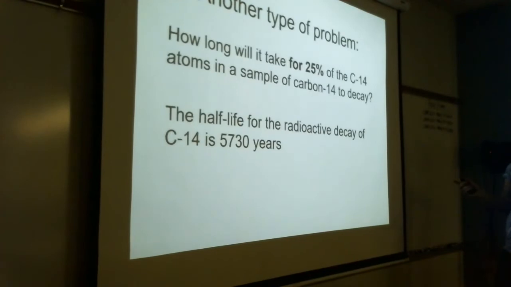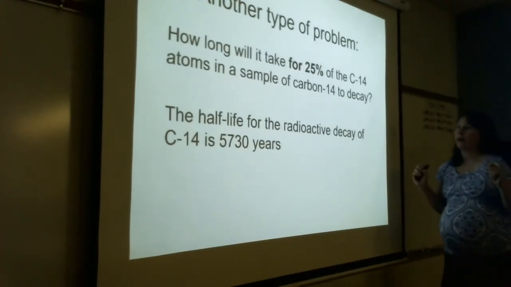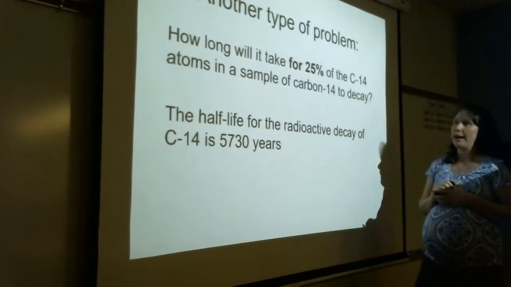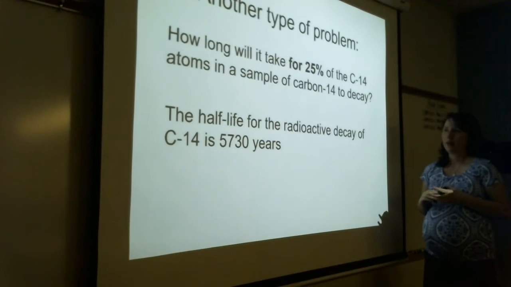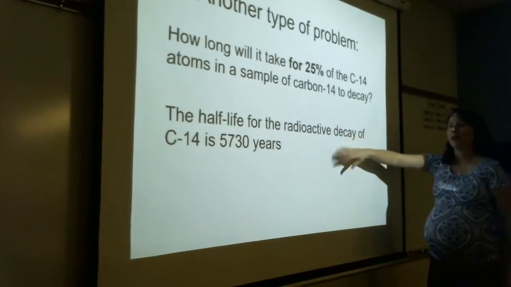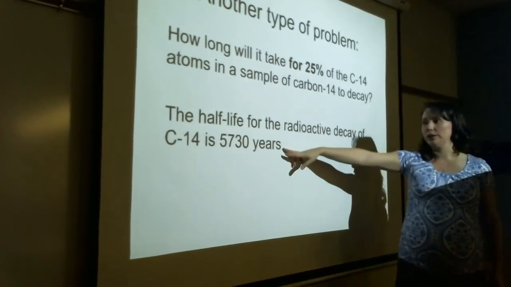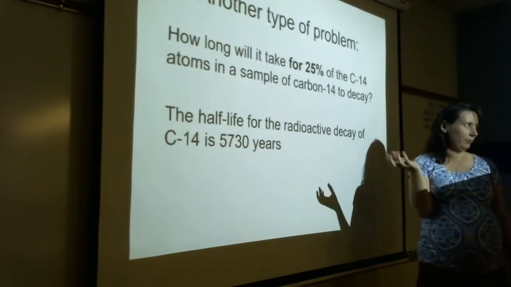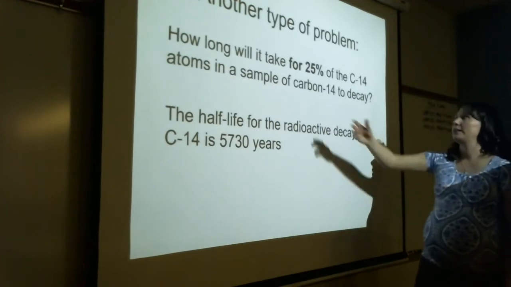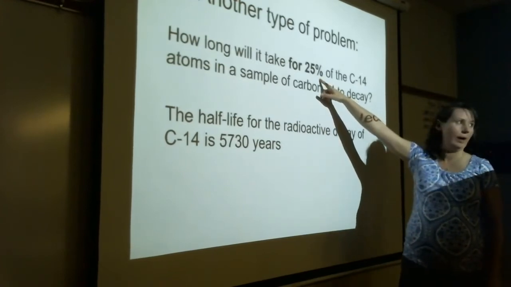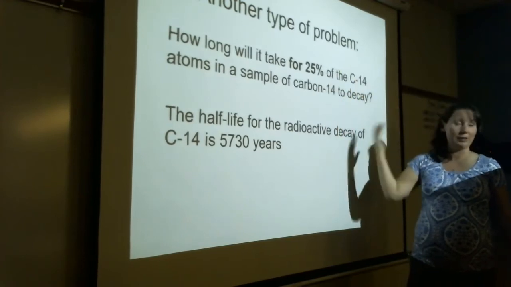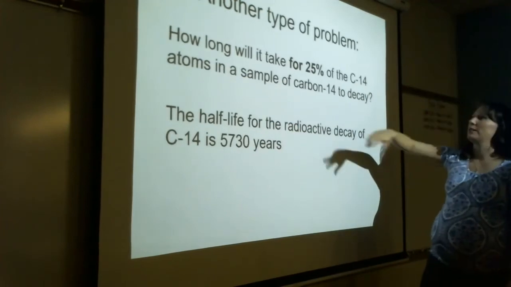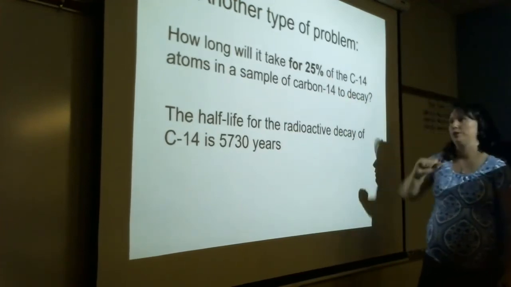All right, here's another problem that you could be asked. How long will it take for 25% of the carbon-14 atoms in a sample to decay? The half-life for carbon-14 is 5,730 years. So this time I'm asking, if I begin with a sample, how long is it going to take for 25% of it to go away? Not 50%, because if I said how long will it take 50%, well, that's the half-life. You could solve for that pretty easily. But I'm not interested in that. I'm interested in how long will it take 25%.